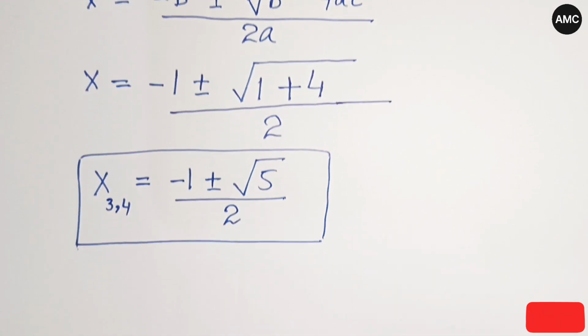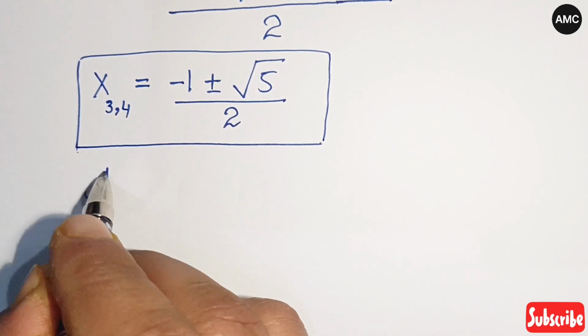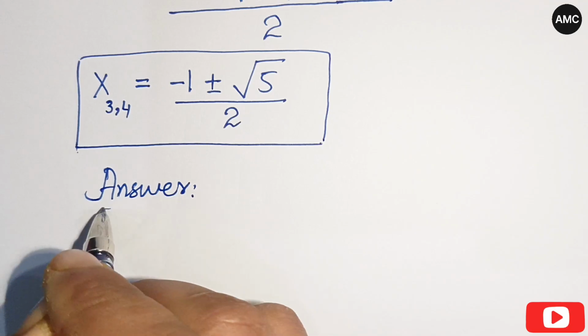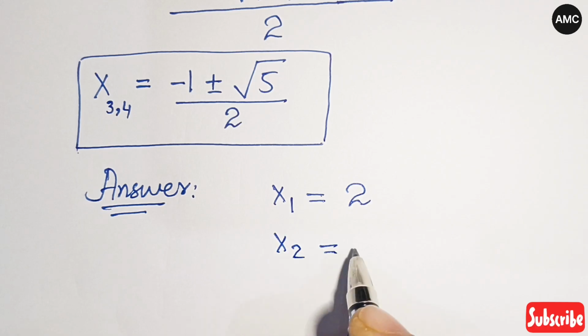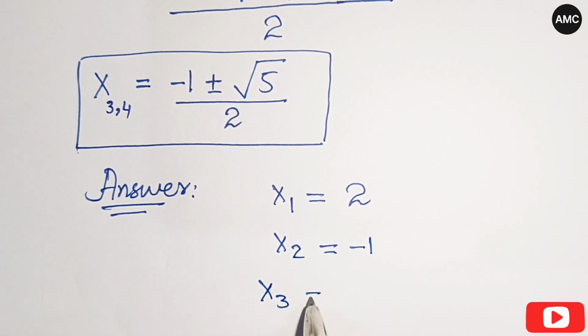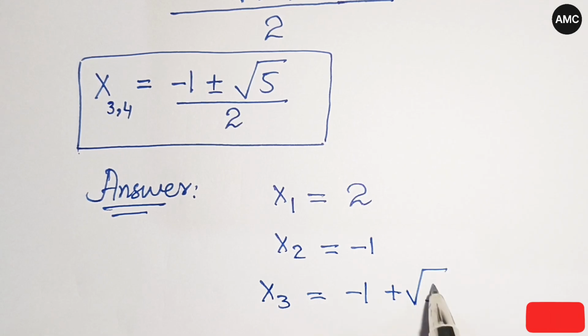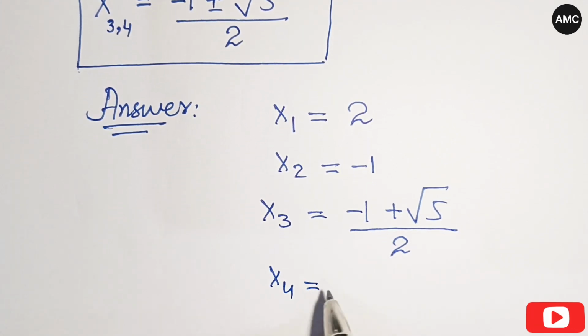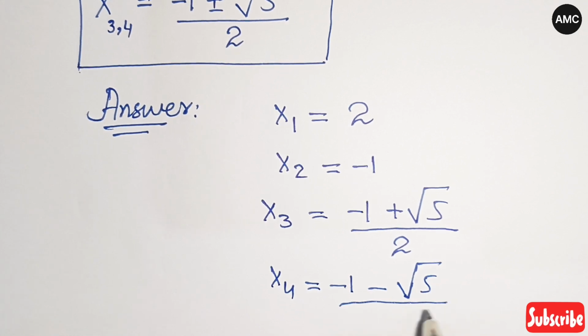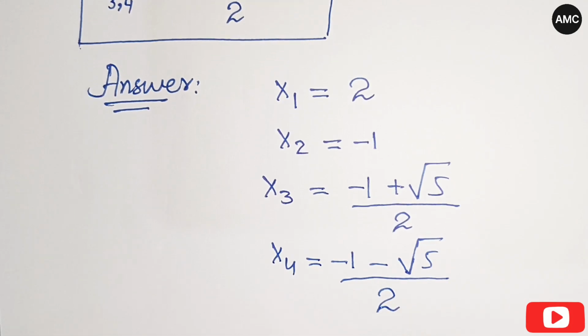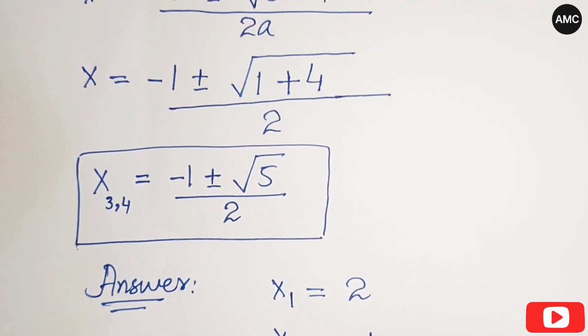Now our final values of x are our answer. So we have x1 is equal to 2, x2 is equal to minus 1, x3 is equal to minus 1 plus the square root of 5 all over 2. Similarly, we have x4 is equal to minus 1 minus the square root of 5 all over 2. So it is our final answer. We get 4 values of x, as we just found from method number 1. So now we are going to check our entire solution here.